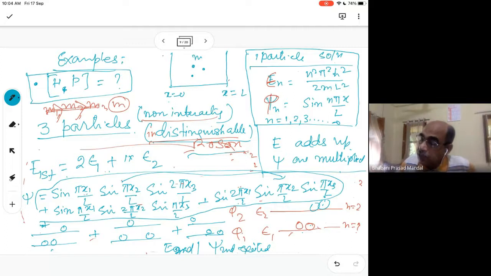Energy eigenvalues will be, with only one particle in the one state and two particles, so this will be 2 into epsilon 2. So I have given the answer. Third excited state, fourth excited state, all you will be able to find. So you have now found what the wave function will be if I have identical bosons. Next class, we'll start with identical fermions and see the situation.